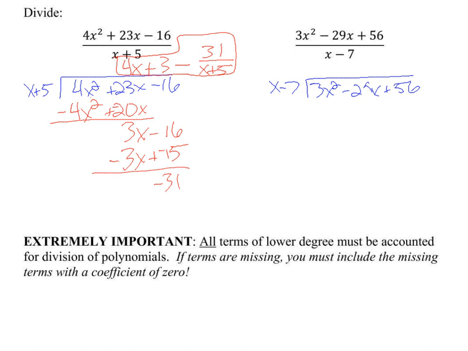What times x equals 3x squared? I get, and I'm going to write that here, 3x. Now I distribute, so I get 3x squared minus 21x. Now what? Change all the signs, so negative here, positive here, and then we add. This becomes, and I get negative 8x. What happens now? The positive 56 comes down.